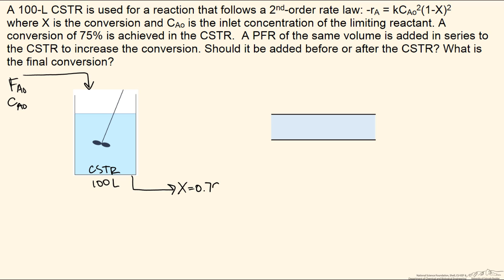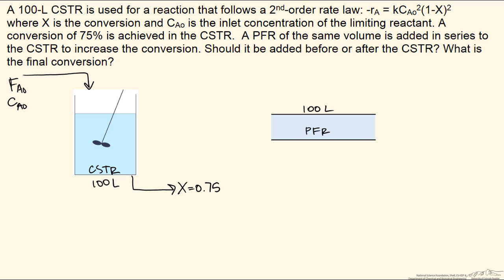And we also know that eventually in this problem we're going to want to add a 100 liter plug flow reactor in series with this CSTR and have it either upstream or downstream of the CSTR, whatever is going to lead to the higher conversion in this case.